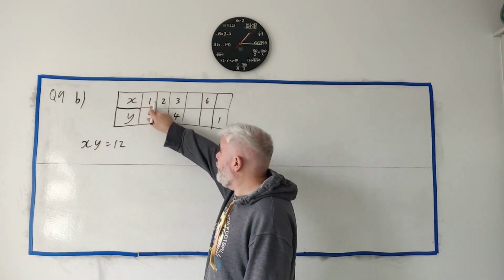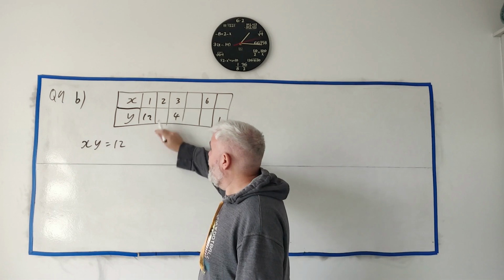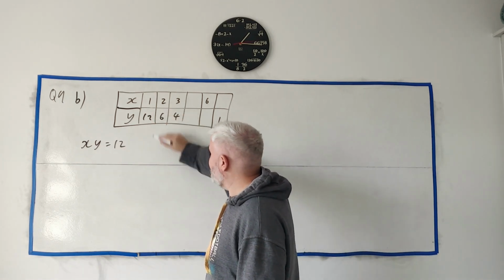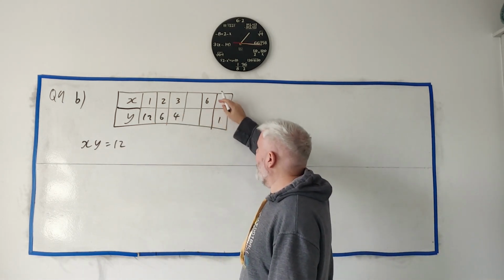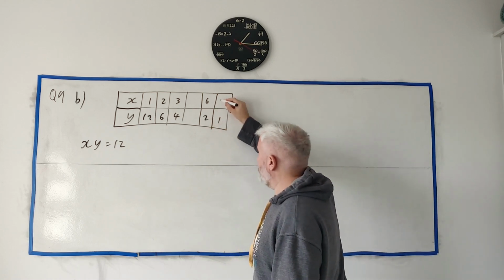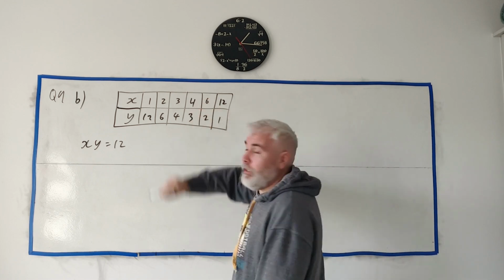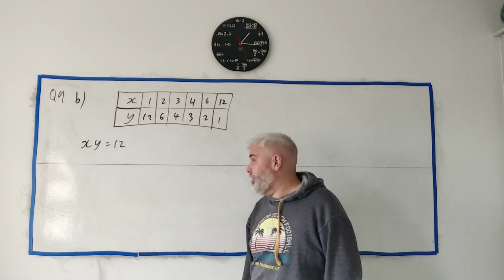If x is 1, remember x times y is 12. What's y? Well, it's 12. If x is 2, y must be 6. If x is 6, y must be 2. And if y is 1, x must be 12. And they've left 1 out. X can be 4 and y can be 3. That's all they wanted to do there.